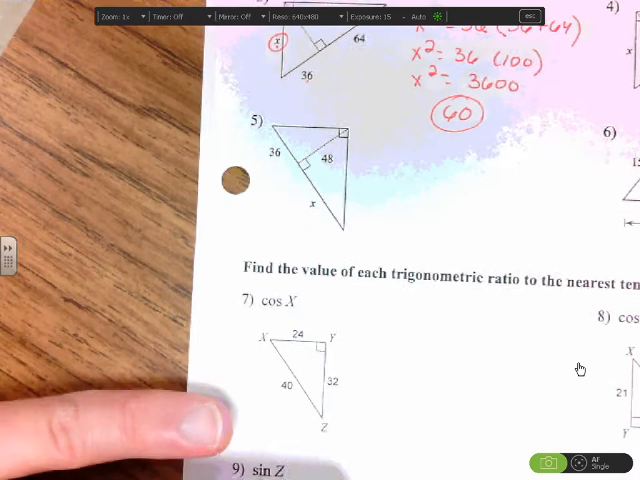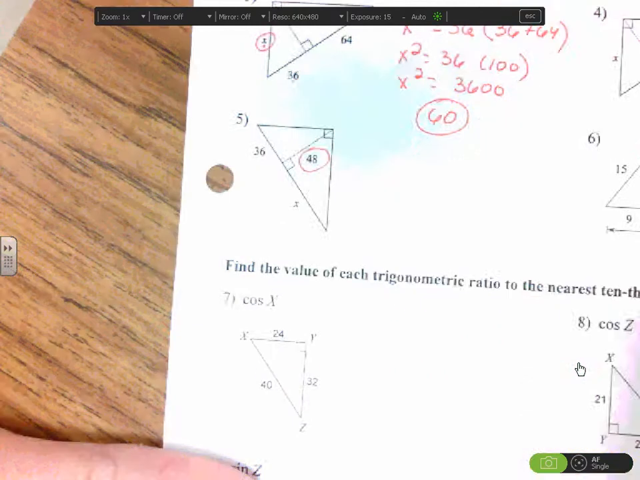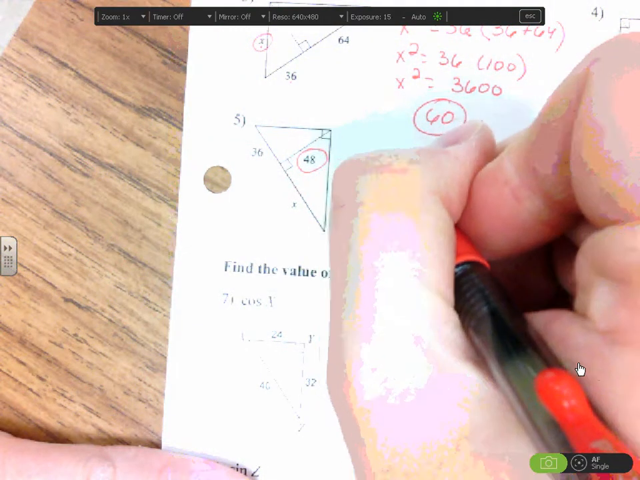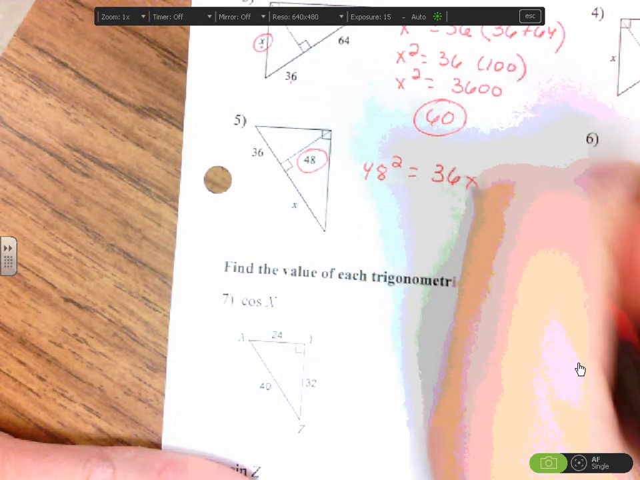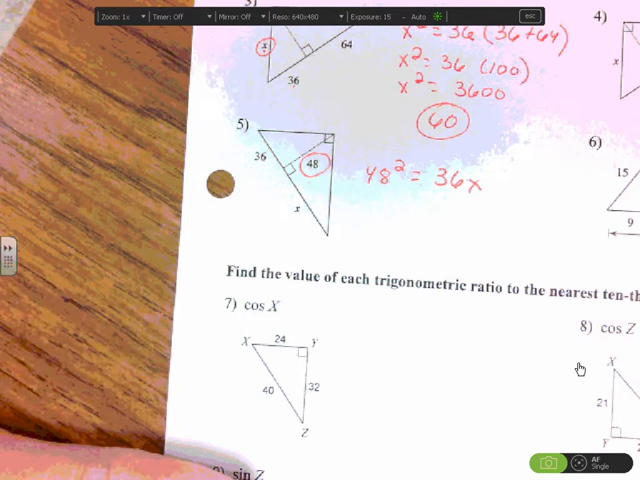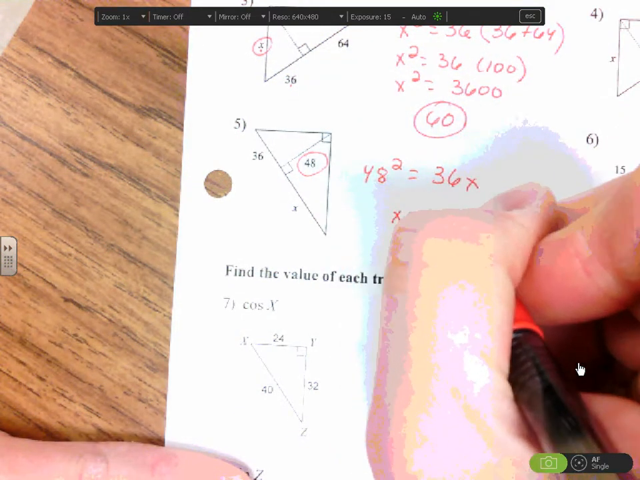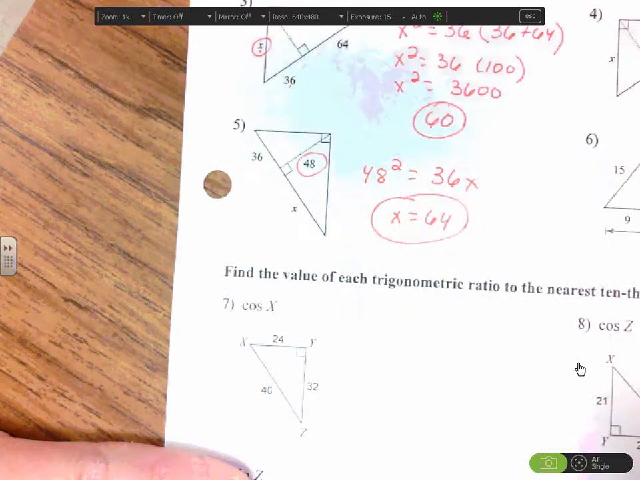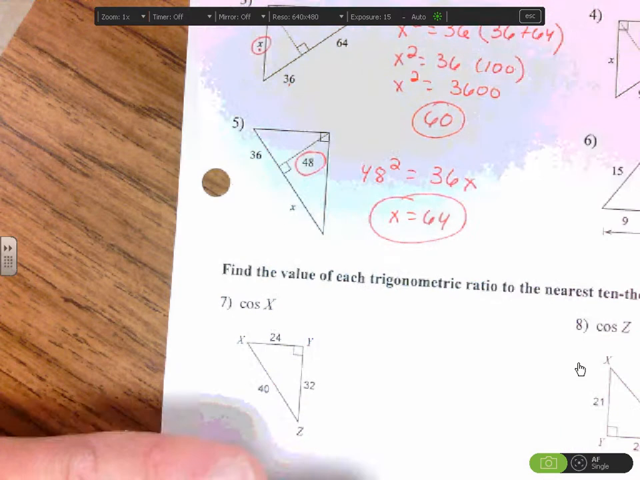Number 5 is a little bit different. This time you start with the 48. And it says 48 squared is 36 times x. So when you square it, then divide by 36. This one comes out to be x is 64. So again, this is just a pattern. You have to know these formulas.